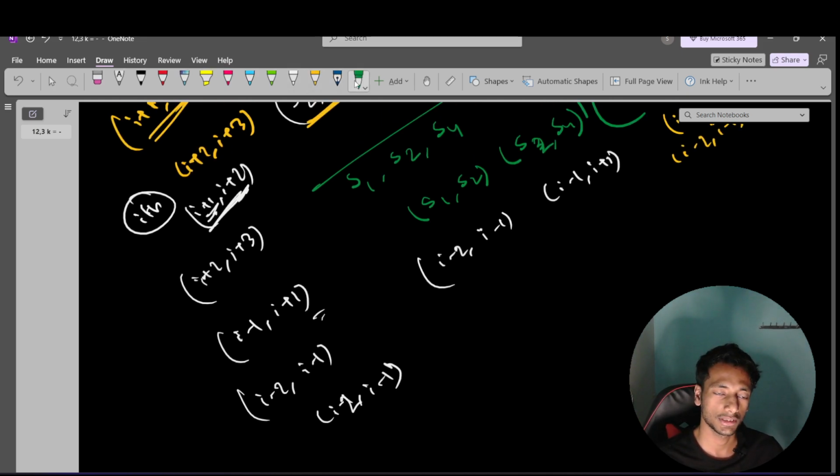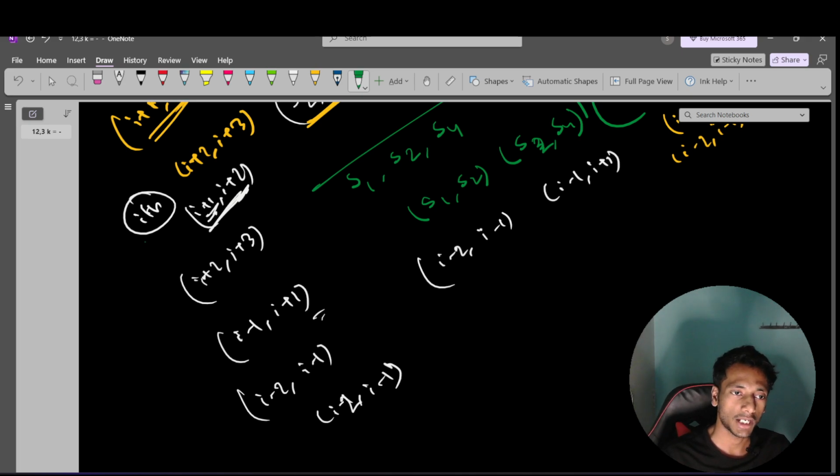So just see the pattern: when I remove the ith index, it is possible that I can generate one more pattern. This is the thing. Suppose A, B, C. Suppose I remove A, then what will happen? Only the pair B, C will remain. So that's why I plus 1 with I plus 2. Got it?